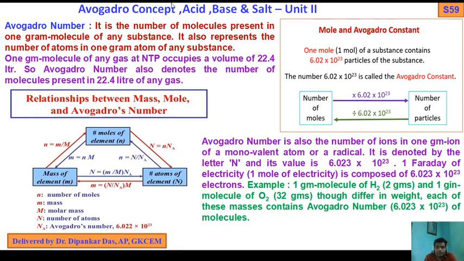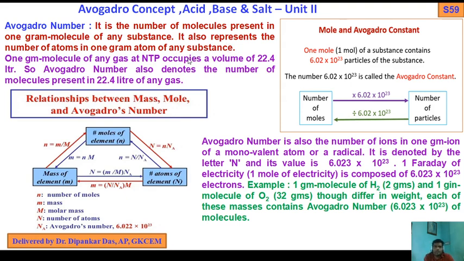It is the number of molecules present in 1 gram molecule of any substance. It also represents the number of atoms in 1 gram atom of any substance.